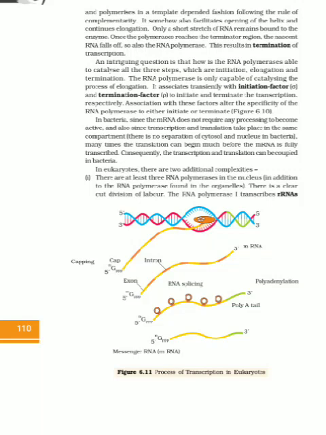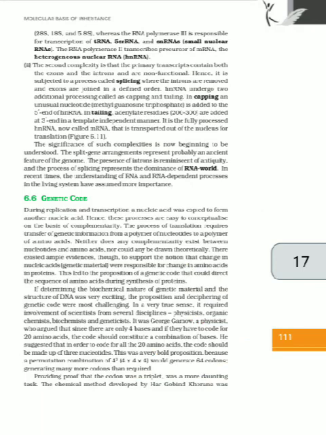The RNA polymerase 1 transcribes RNAs 28S, 18S, and 5.8S, whereas the RNA polymerase 3 is responsible for transcription of tRNA, 5S rRNA, and snRNAs, small nuclear RNAs. The RNA polymerase 2 transcribes the precursor of mRNA, the heterogeneous nuclear RNA, hnRNA.